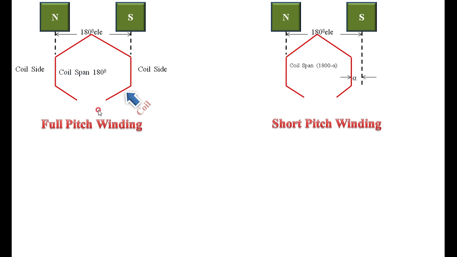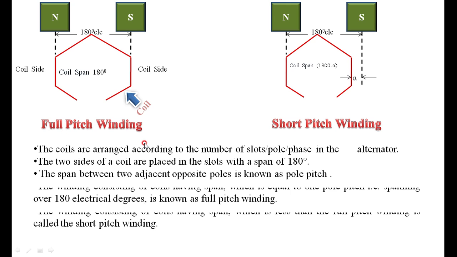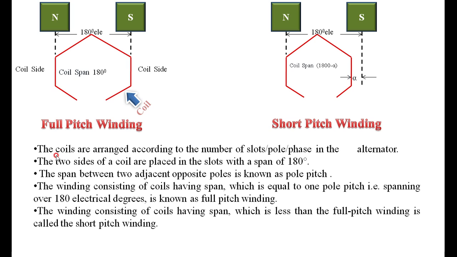Then some of the terminologies relating to full pitch winding and short pitch winding I am putting in the form of some points here. Coils are arranged according to the number of slots per pole per phase. I will give a clear picture by drawing it for one particular machine. The two coil sides are placed in the slots with a span of 180 degree. The span between two adjacent opposite poles is known as pole pitch. That is how we are defining it.